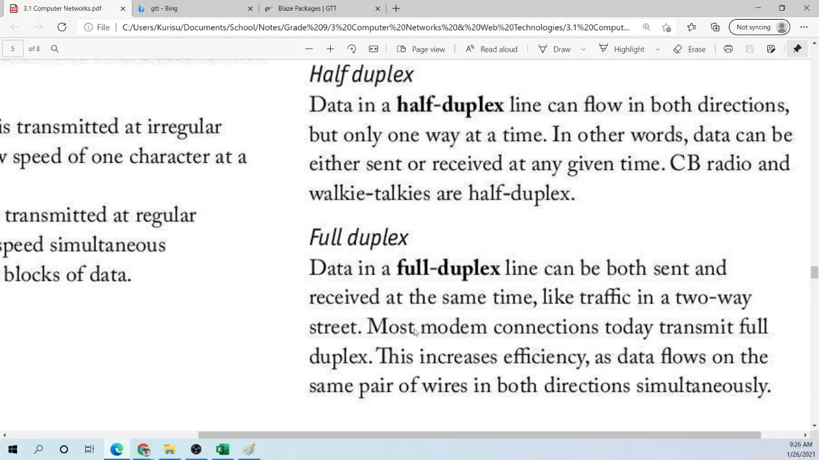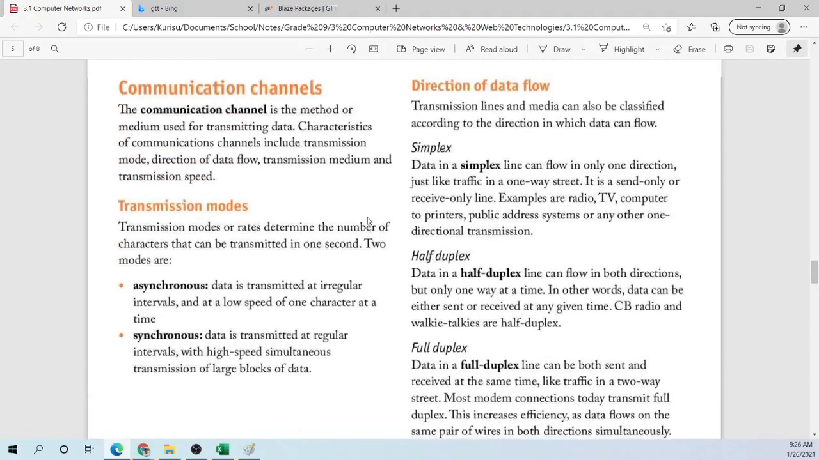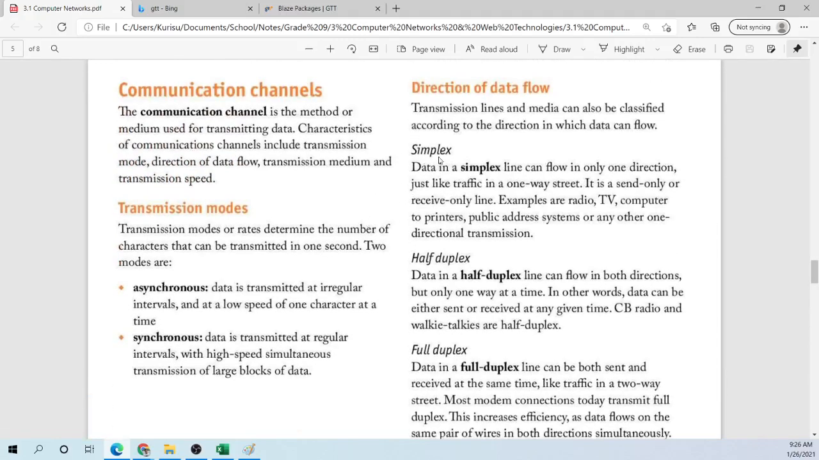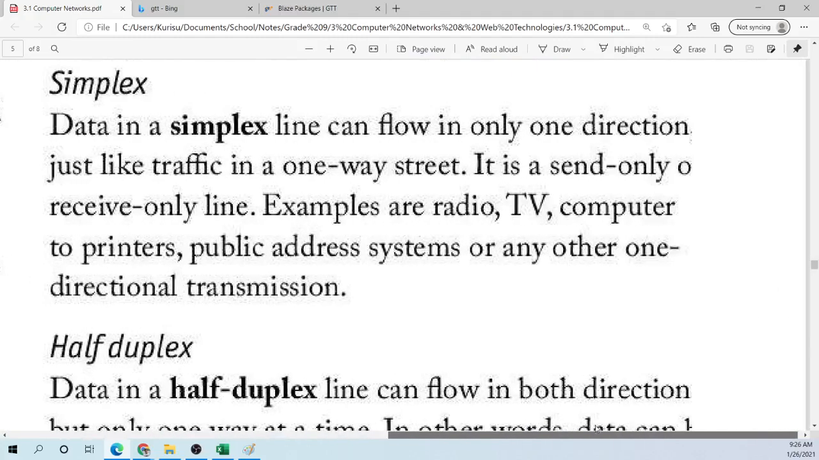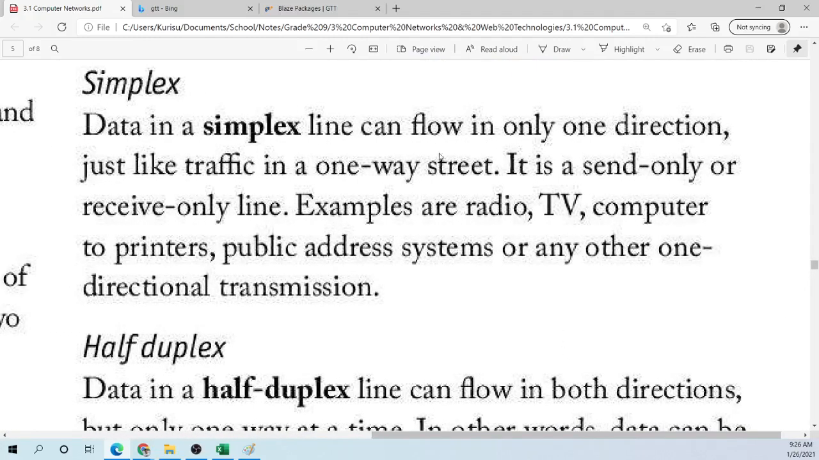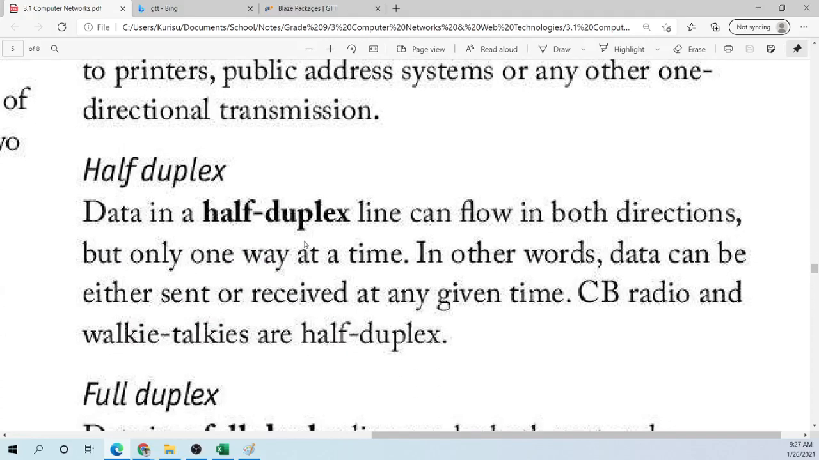Good. So we have three ways that data can flow, that data can be sent. There are simplex, half duplex, and full duplex. A simplex connection only sends data in one direction. For example, your radio and your TV. You're only getting data in one direction.